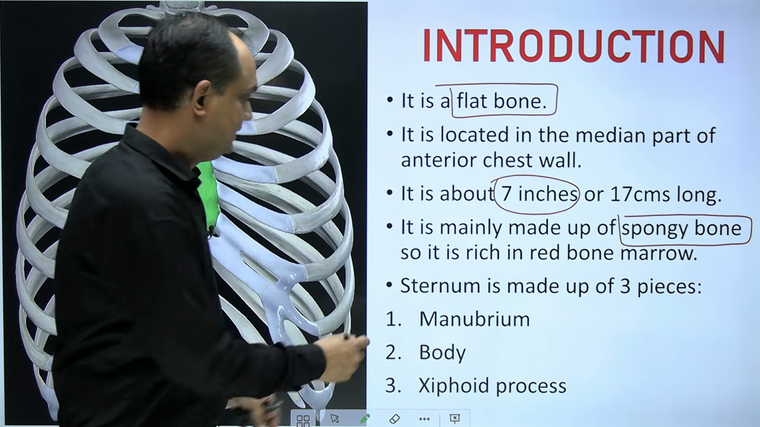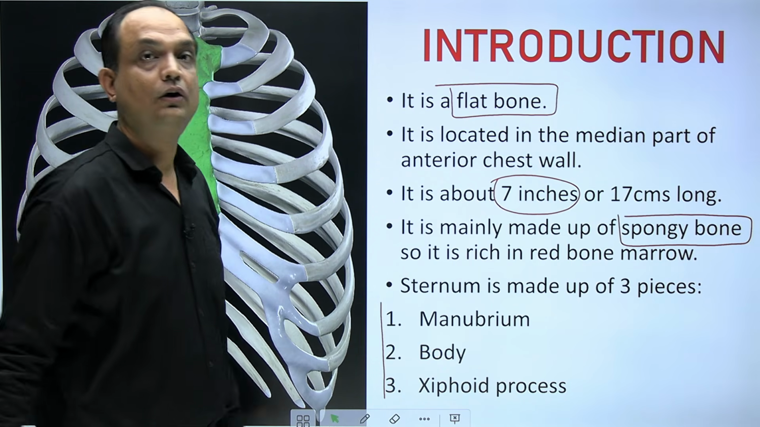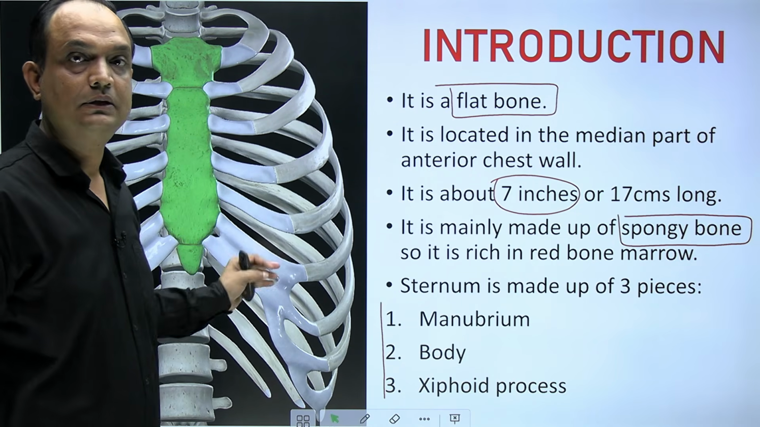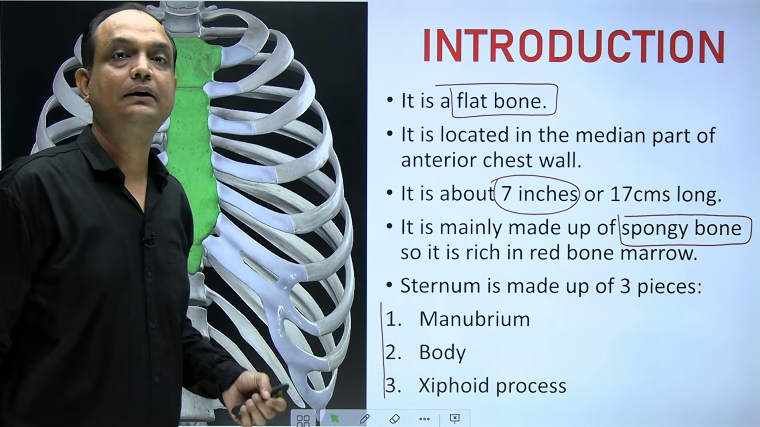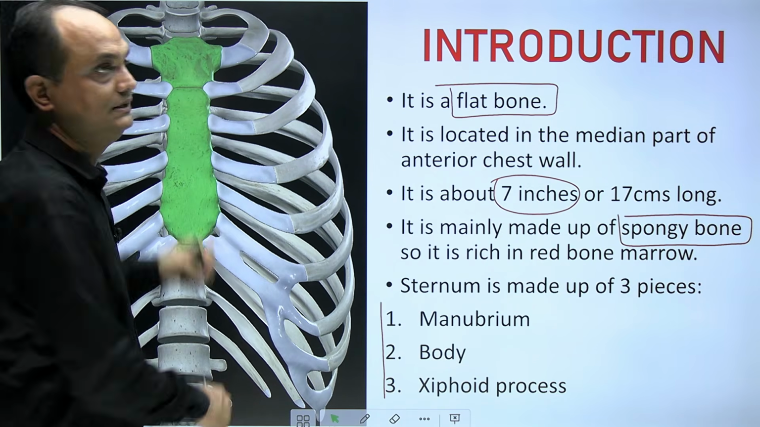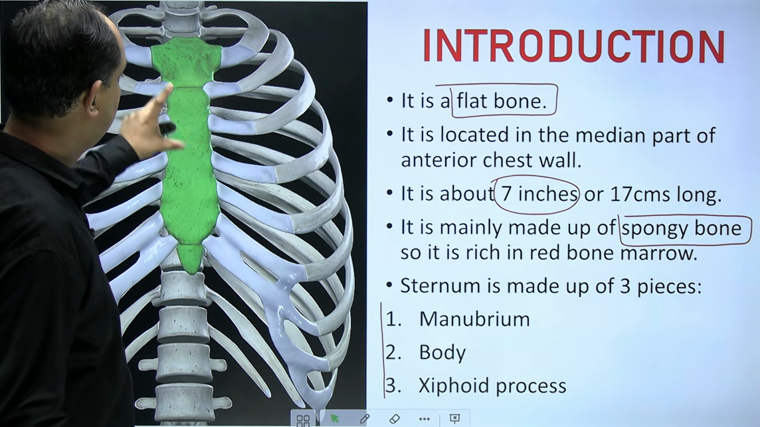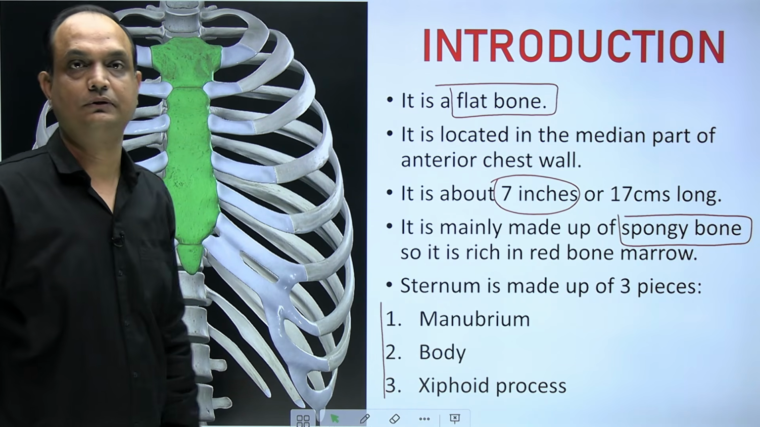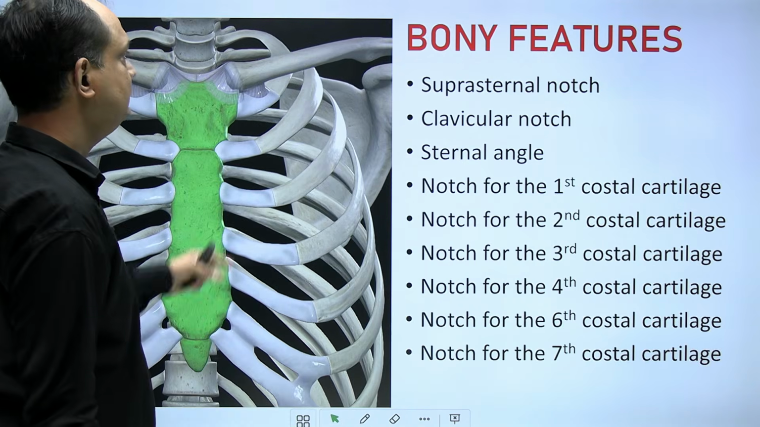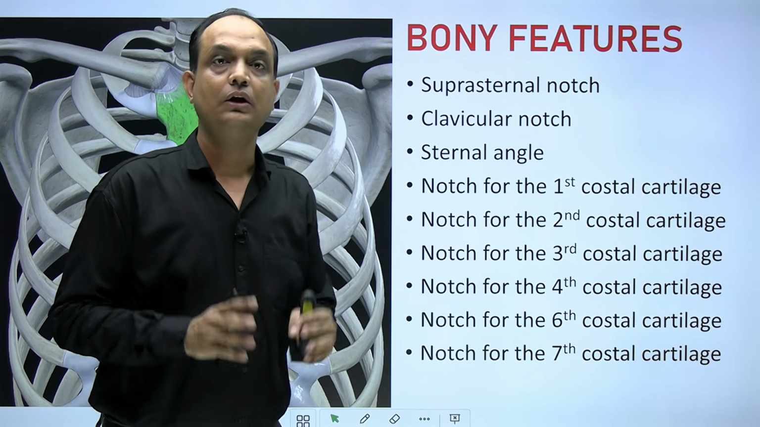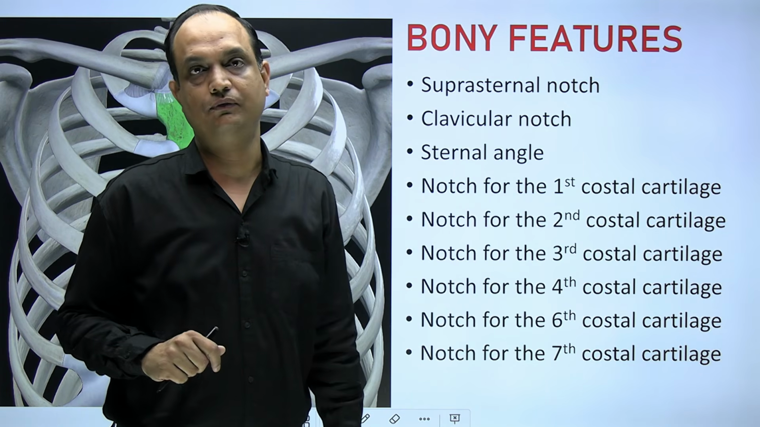So my dear students, this is a question again: what is the name of the bone? Most students write manubrium, some write body, but the whole bone is actually known as the sternum, and the sternum has three different parts: manubrium, body and xiphoid process. Clear? Now we will see what bony features you will have first.